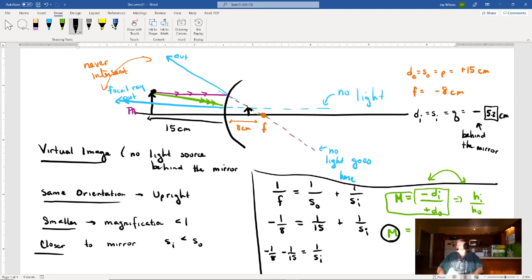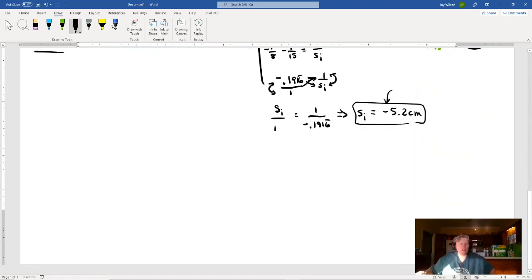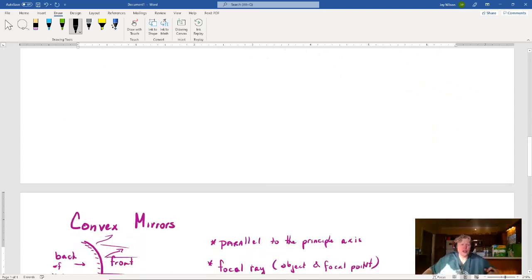It's positive because the image is upright, and it's smaller because the image would be about 1/3 the size of the original object. So putting the object and image here makes the image be smaller. So you may ask, let's do another one. I'm good with that. Let's do another one.